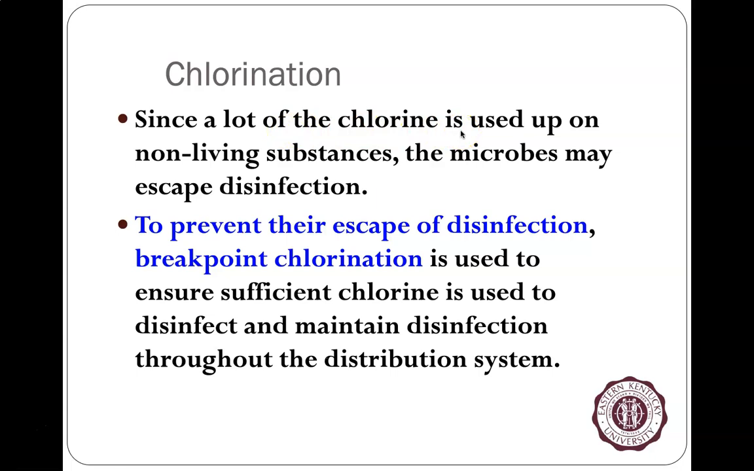So if you've got a lot of unclear water and you haven't really filtered a lot of stuff out or done any sedimentation prior, you're going to need a lot of chlorine because a lot of the chlorine gets used up. And we have to have enough chlorine to prevent microbes escaping disinfection. So it's important to remember. To prevent the escape of disinfection by those microbes, a process called breakpoint chlorination is sometimes used. We'll discuss that more in a future video.